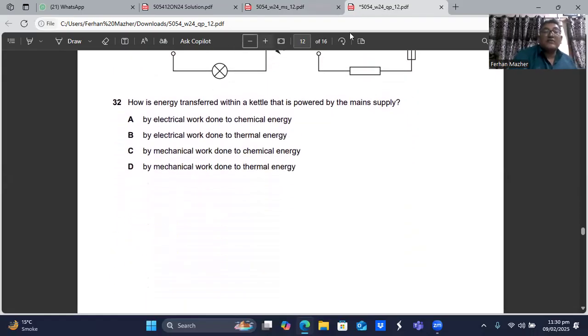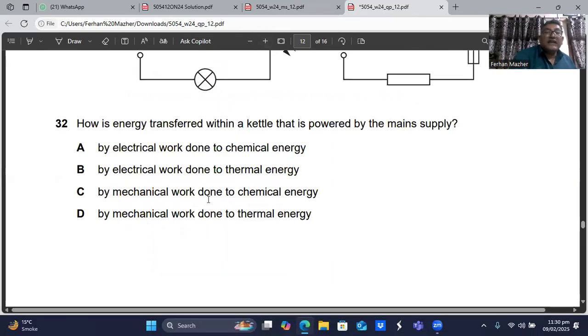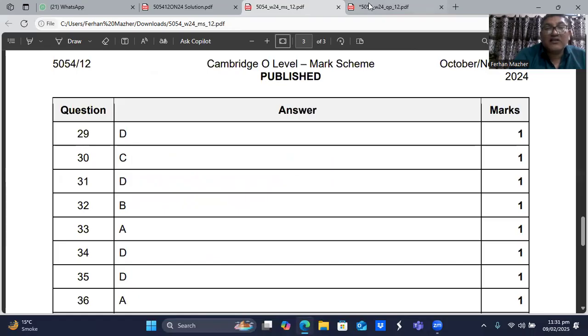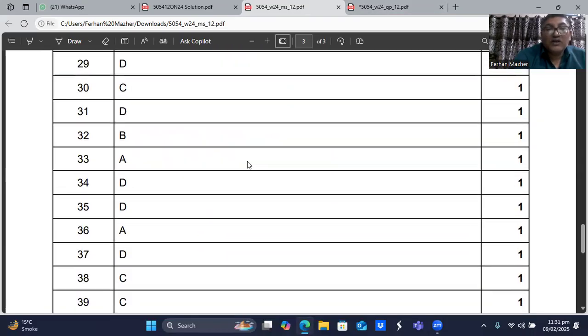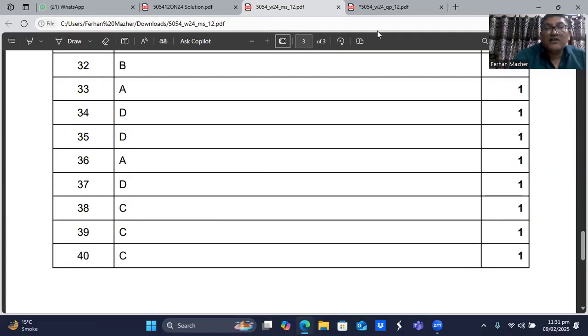Then we have question number 32. How is the energy transferred within a kettle that is powered by the mains supply? By electrical work done to chemical energy, no. By electrical work done to thermal energy, that is true. By mechanical work done to chemical energy, no. By mechanical work done to thermal energy, no. In the electric kettle, the electrical energy converts into thermal energy. So B looks the best option to me, sir. Question number 32, B is the right choice.